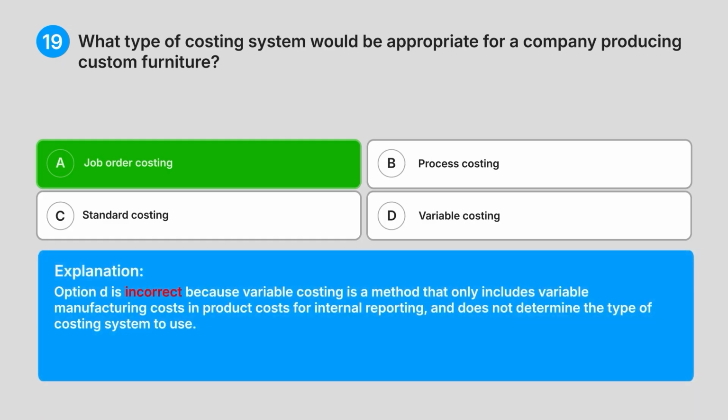Option D is incorrect because variable costing is a method that only includes variable manufacturing costs in the product costs for internal reporting, and does not determine the type of costing system to use.